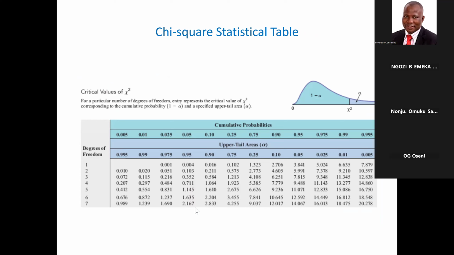First of all, look at that graph up there. That graph is chi-square. You know it's skewed. Chi-square is not normally distributed; it's usually skewed to the right. The area under the graph is all one. All area under any statistical graph is one.